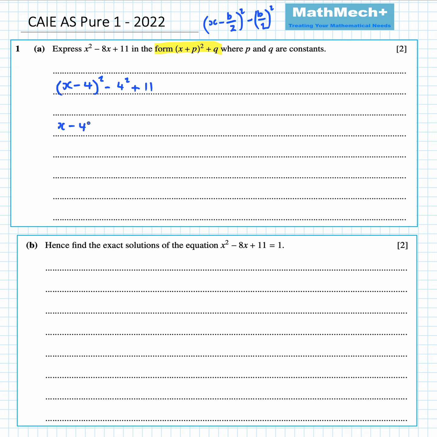And we put our constants together, and that's pretty much it. So (x − 4) squared minus 5. Hence denotes that we are using something from a previous part of the question, generally the answer from part A. So find the exact solutions for our equation, but just be careful, it's also equal to 1. There's a little different part there.